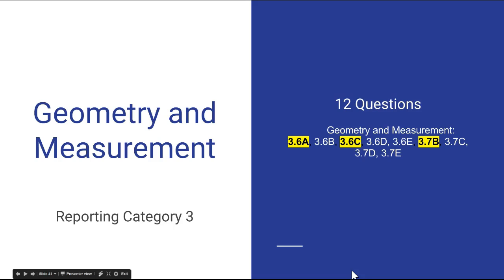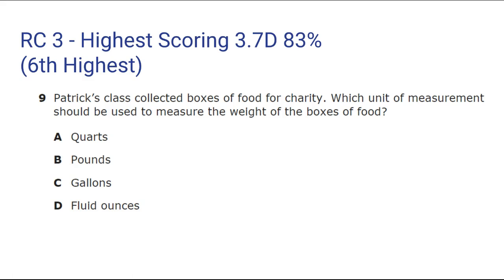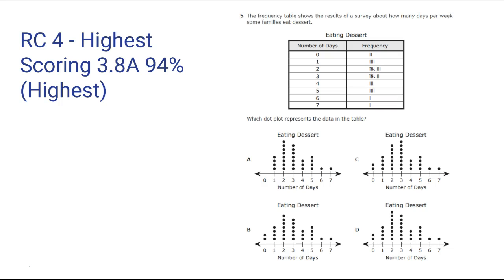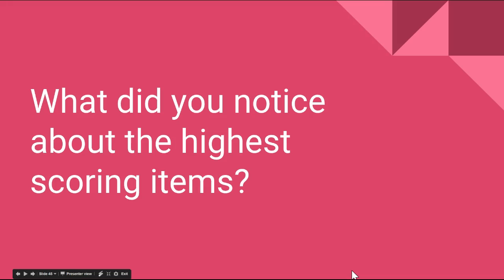Geometry and measurement was reporting category 3. We had 12 questions. And then data analysis and personal financial literacy, reporting category 4, we had 6 questions. And by the way, anything highlighted yellow is a readiness standard on the far right, as well as all the SEs that are in that particular category. Now this item was a basic representation of what's on the frequency table to what is on the dot plot.